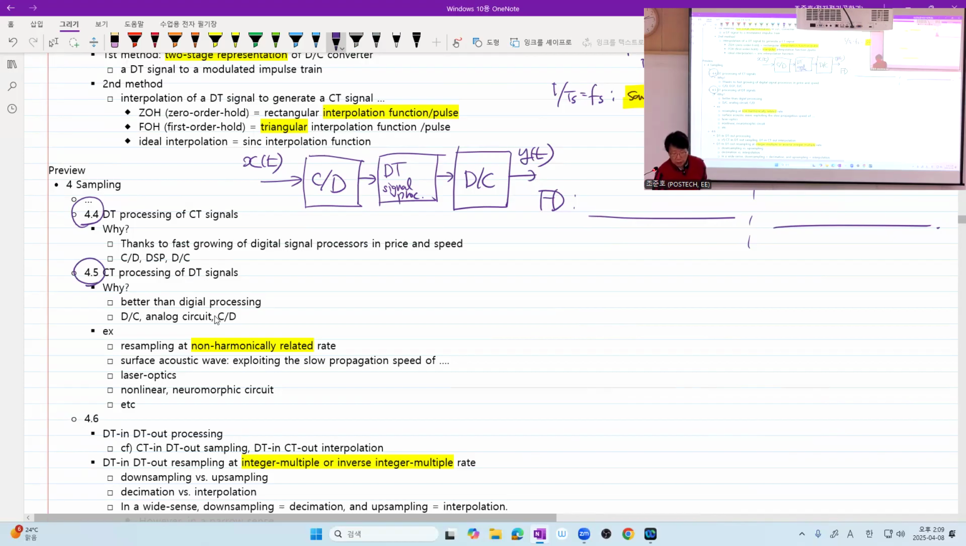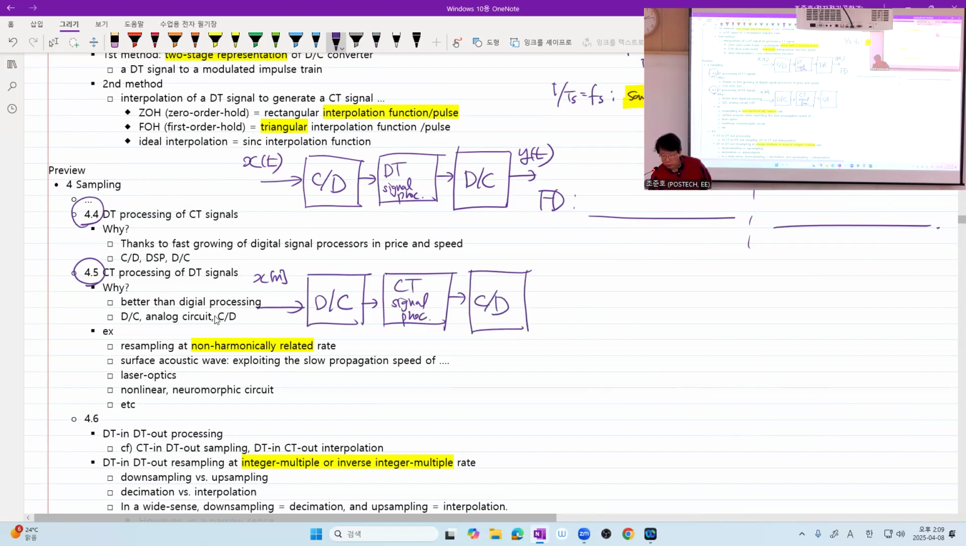And here in section 4.5, you have something like this. You have a discrete time signal. It is first converted to a continuous time signal. And here goes a continuous time signal processor or some analog circuit. And you have C to D, and you have the output. Got it? And you may say that, what's the use of it?